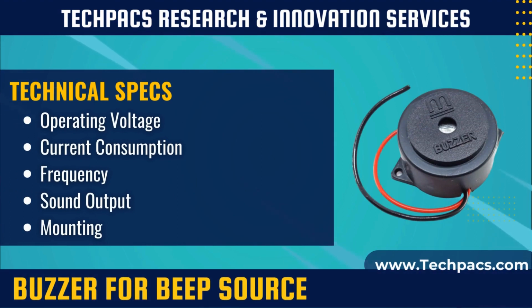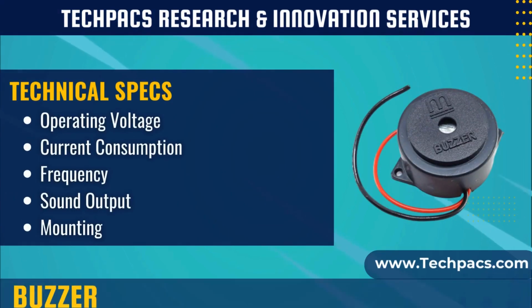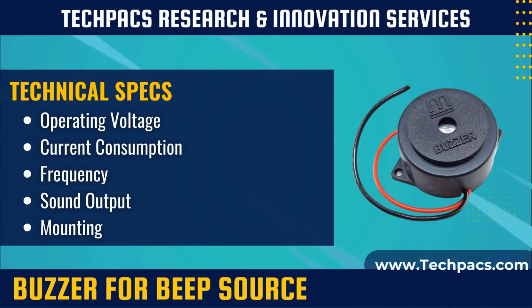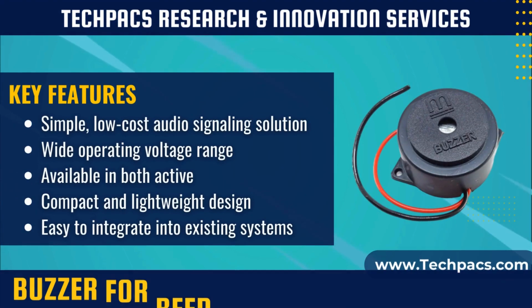A buzzer primarily operates on the principle of electromagnetism. When a voltage is applied to its terminals, the current flows through the coil inside the buzzer, causing it to become an electromagnet. This pulls a metal diaphragm towards it, which disrupts the air to create sound waves.